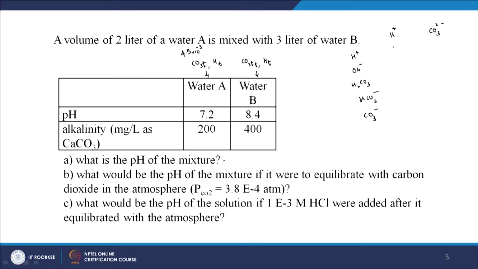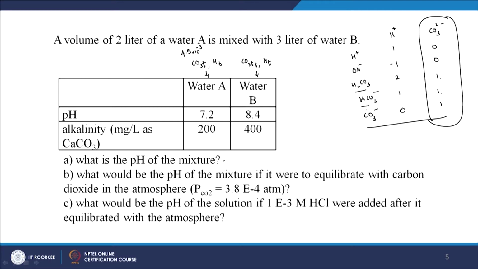And how many H plus here? 1, minus 1, H2CO3 is 2, 1, and here it is 0, and CO3 2 minus here it is 0, 0, 1, 1, 1. So what did we just do, or how did we calculate that? We just did the total balance on the component CO3 total, and that was equal to 1 times H2CO3, 1 times HCO3 minus and 1 times CO3 2 minus, right. And with that we end up with the value of 4.5 into 10 power minus 3.